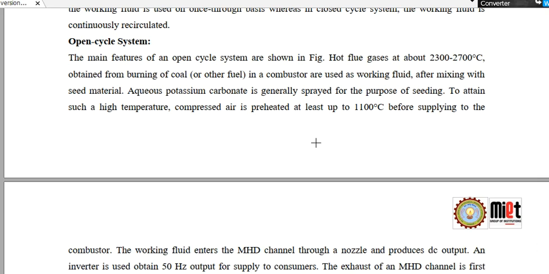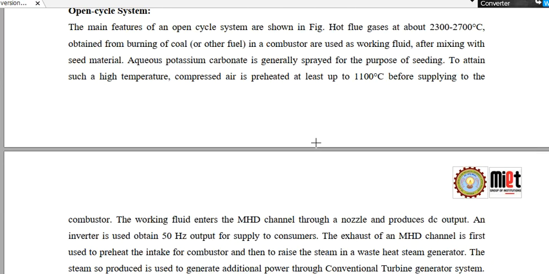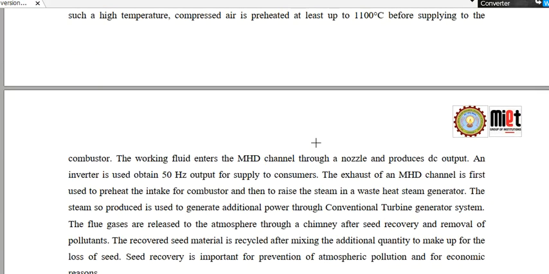The hot flue gases at about 2300 to 2700 degrees Celsius, obtained from burning of coal or some other fuel in a combustor, are used as working fluid after mixing with seed material. Aqueous potassium carbonate is generally sprayed for the purpose of seeding. To attain such a high temperature, compressed air is preheated at least up to 1100 degrees Celsius before supplying to the combustor. The working fluid enters the MHD channel through a nozzle and produces DC output. An inverter is used to obtain 50 Hz output for supply to customers.